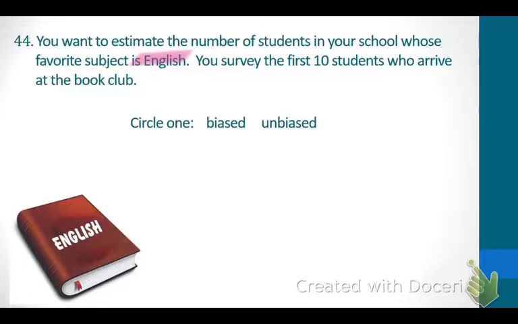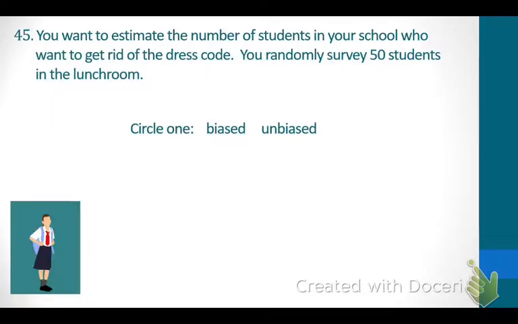Let's move on. You want to estimate the number of students in your school whose favorite subject is English. How many of you would say your favorite subject is English? No English lovers in here. Okay, so you go in and you survey the first 10 students who arrived to the book club. What do you think? Biased or unbiased? This is definitely a biased opinion. This comes from 8.1, and here's why. Kids who decide to join a book club probably like English. How many of you would like to be in a book club? Only 1 or 2. Okay. Here we go.